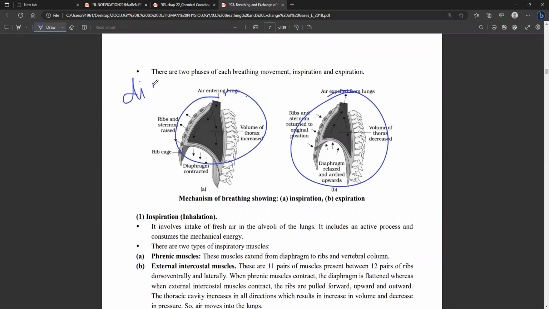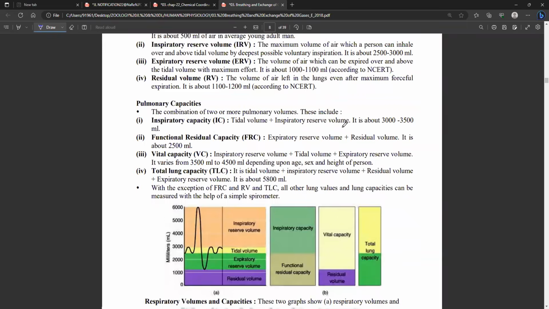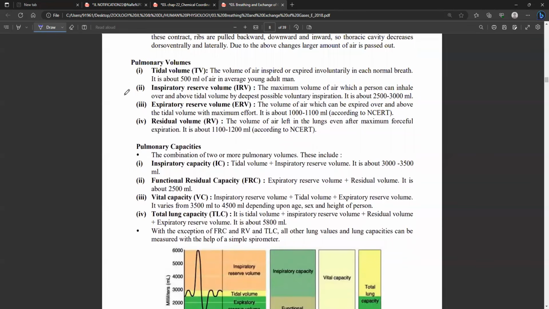During the inspiration, the diaphragm and intercostal muscles will get contracted. During the expiration, the diaphragm and intercostal muscles will get relaxed. So the mechanism you have to understand compulsorily. And friends, as I told you, this is the most important for the exam, where you can expect the matching questions or you can expect the statement related questions also.